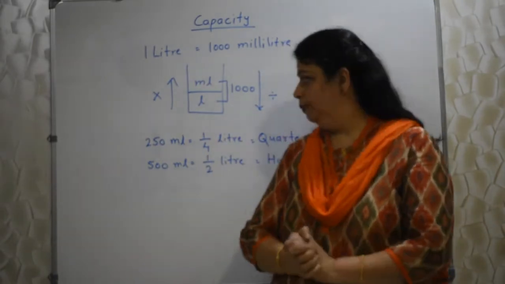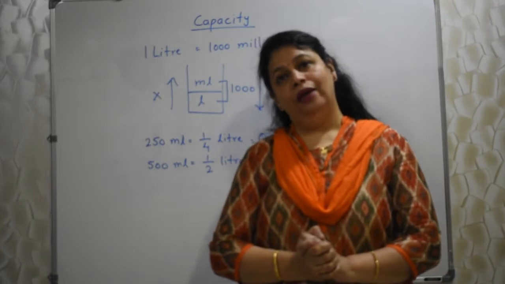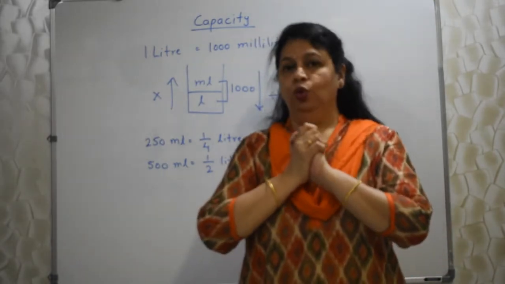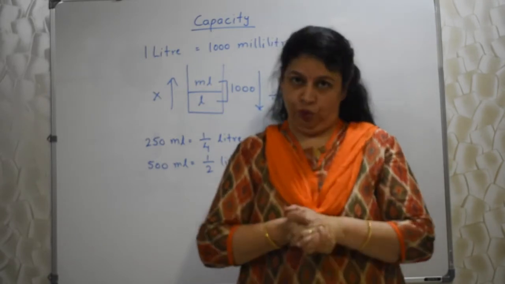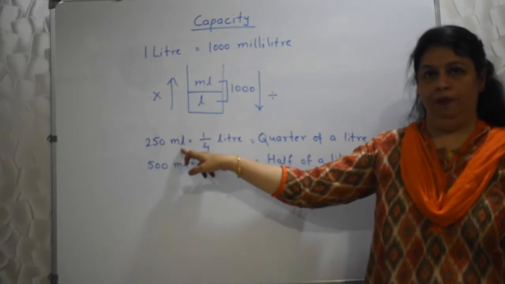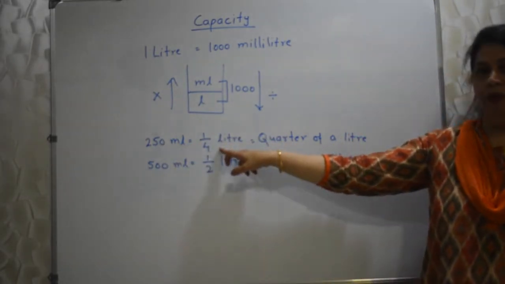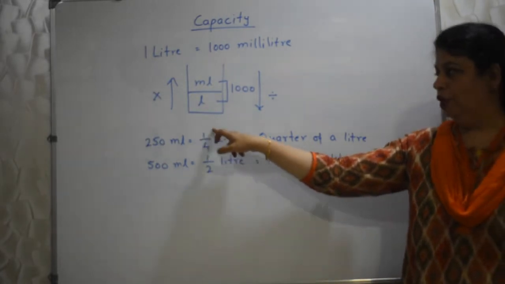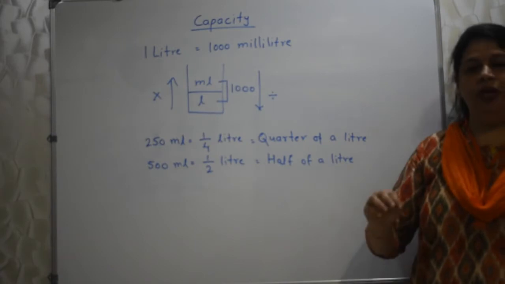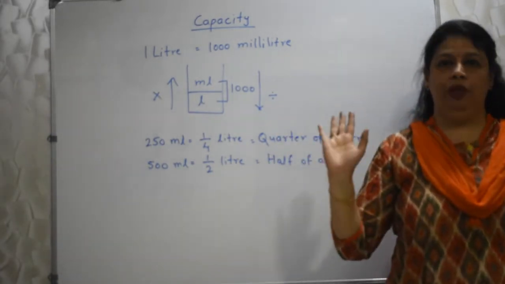And students, sometimes they give 2 liters and a quarter liter, 2 and a quarter liters. So students get confused. A quarter liter means 250 ml, that is 1 upon 4. 1 upon 4 is always a quarter of a liter. So whenever the words quarter of a liter come, it means 250 ml.